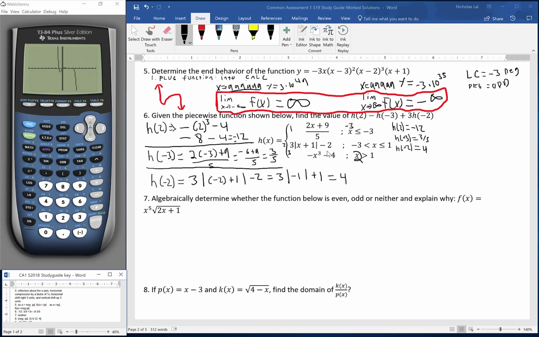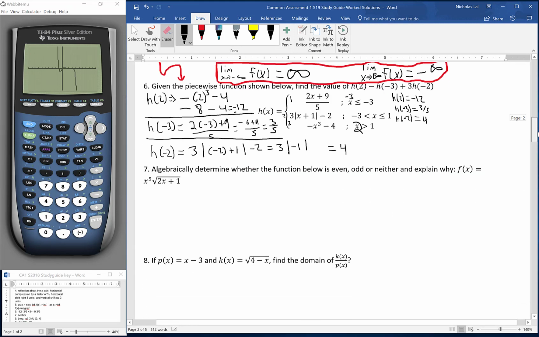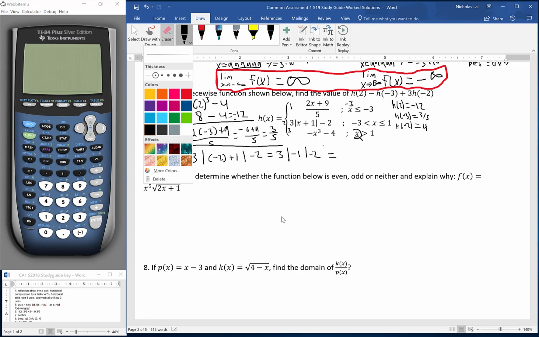Oh, that's x plus 1 minus 2. So, mistake here. This is going to be 3 times the absolute value of negative 1 minus 2. So that's equal to 3 minus 2, which is equal to 1.